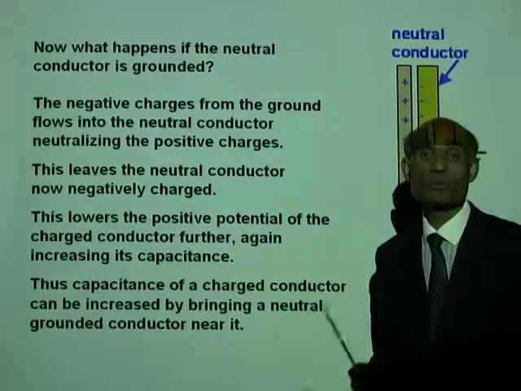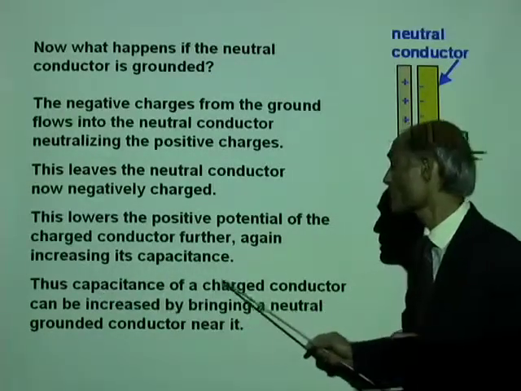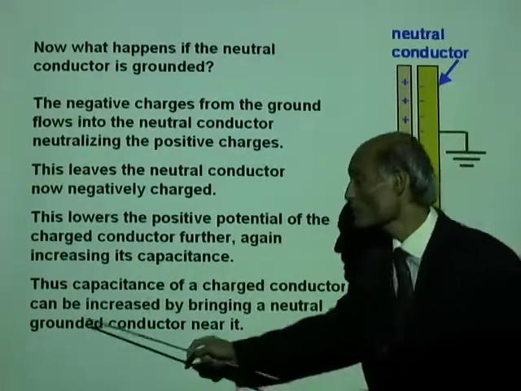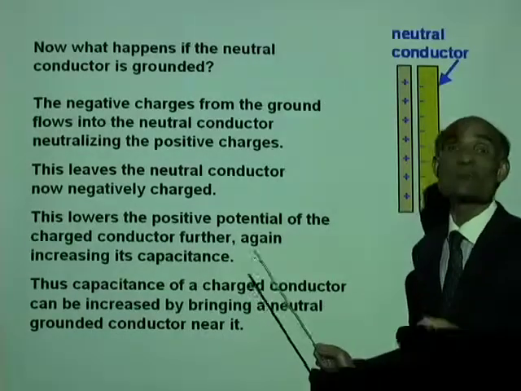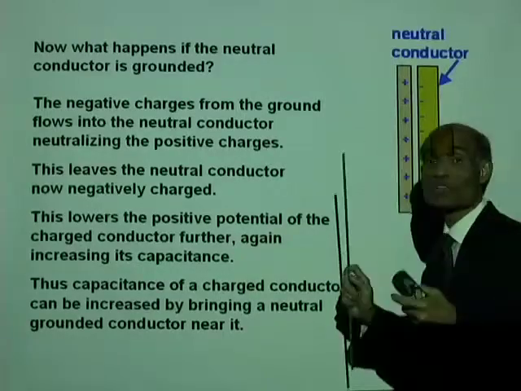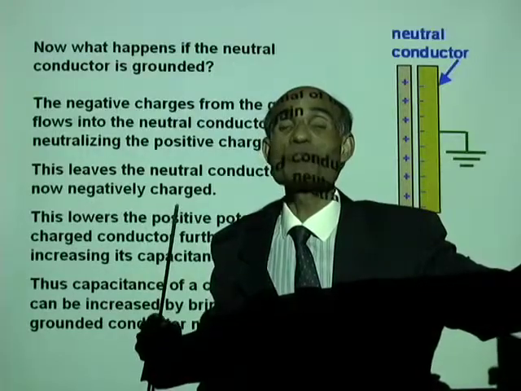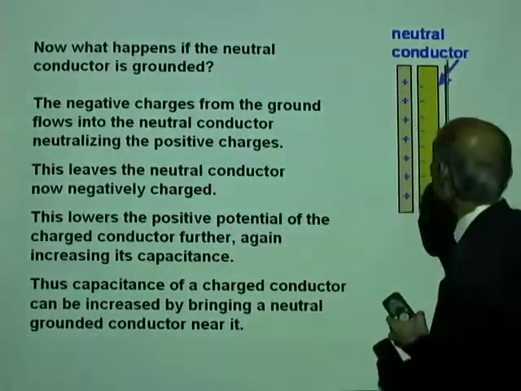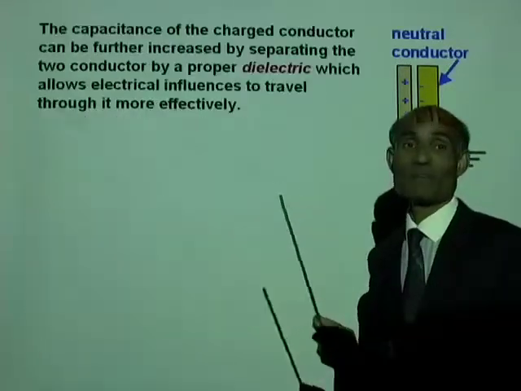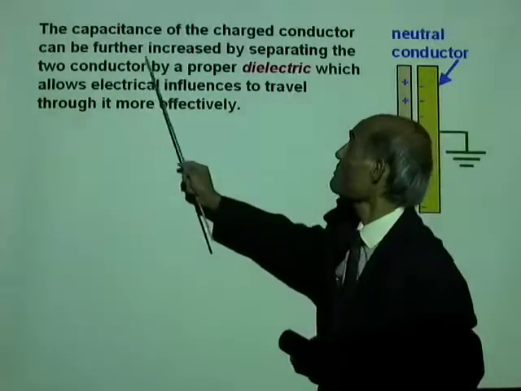Thus, how can you increase the capacitance of a conductor? The capacitance of a conductor can be increased by bringing a neutral grounded conductor near it. So the capacitance of this conductor is much greater than its original value. Now, how did we do that? By bringing a neutral grounded conductor near it. Now, the capacitance of the charged conductor can be further increased.